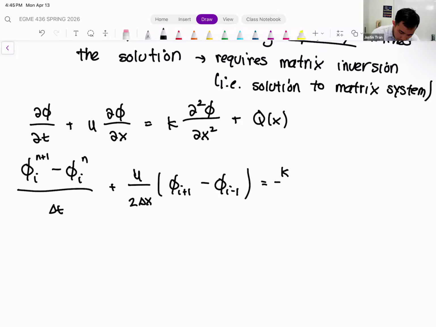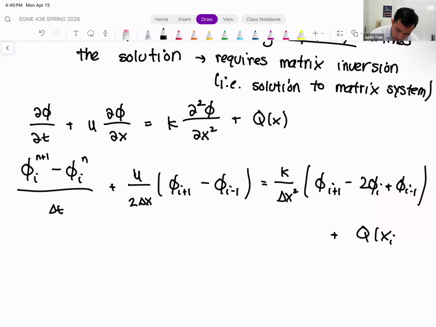Next, we have the diffusion derivative. So that's k divided by delta x squared, phi I plus 1 minus 2 phi I plus phi I minus 1, plus q of x I. So nothing too strange yet, right? So far we just applied very basic finite difference to every term, just like we've always done. The only difference, of course, is the time derivative that's there.